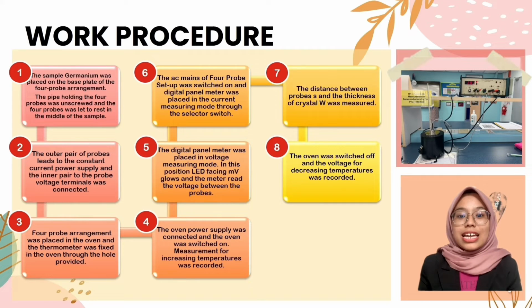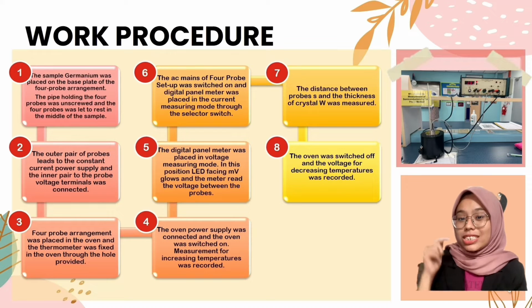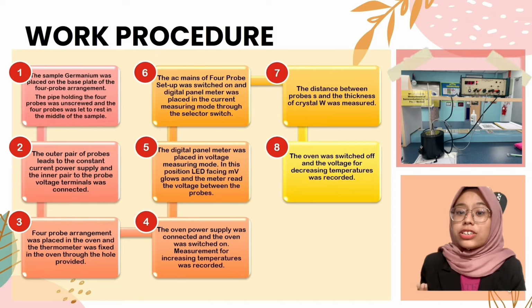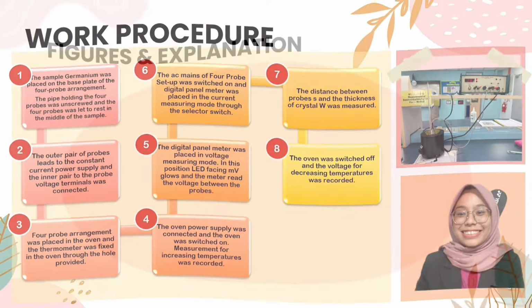The sixth one is the oven power supply was connected and the oven was switched on. Measurement for increasing temperatures was recorded. The next one is the distance between the probes and the thickness of the crystal W was measured. The last one is the oven was switched off and the voltage for decreasing temperature was recorded.